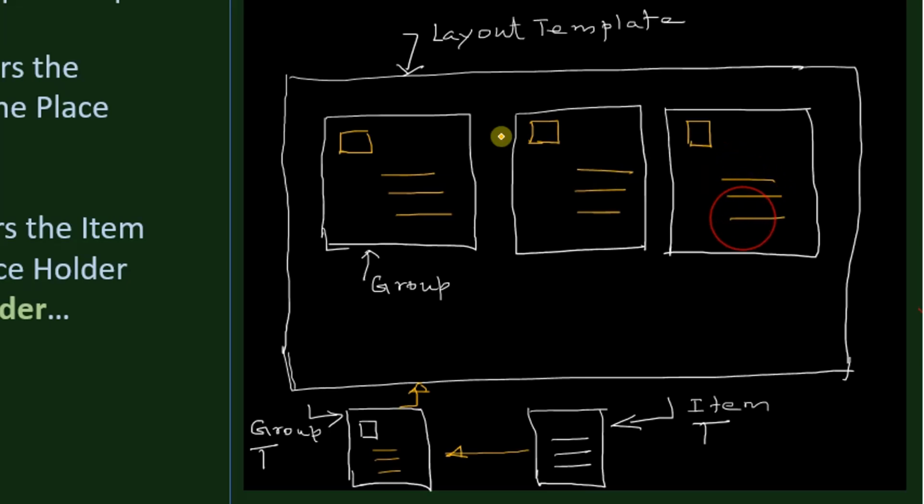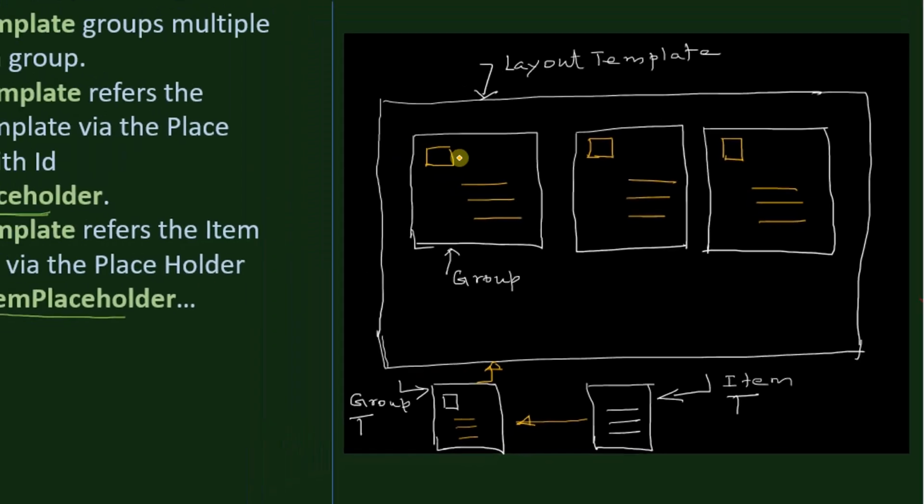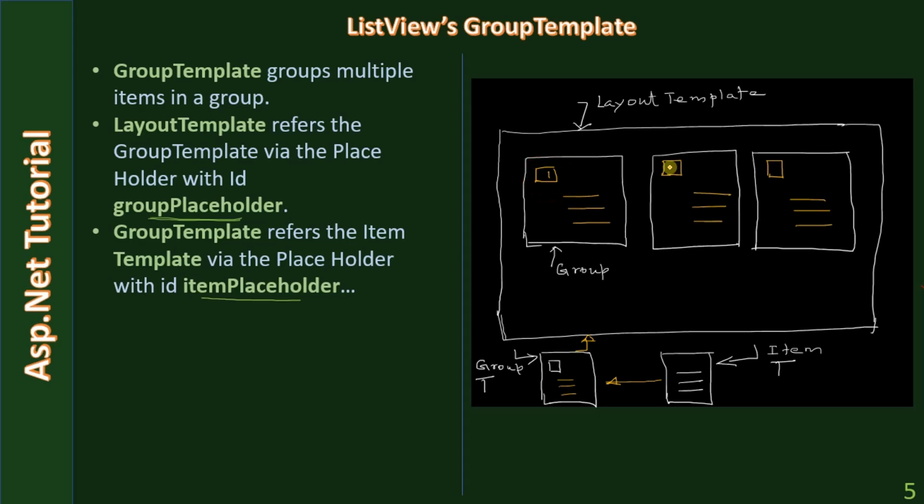And if you see here, things are logically grouped. This is group 1, 2, 3, and items are displayed, right? Items for group 1, items for group 2, items for group 3. So this is the way you can use the group template with the layout template.